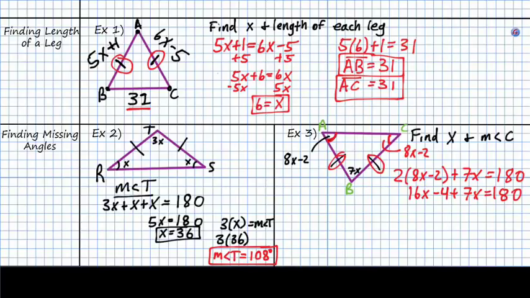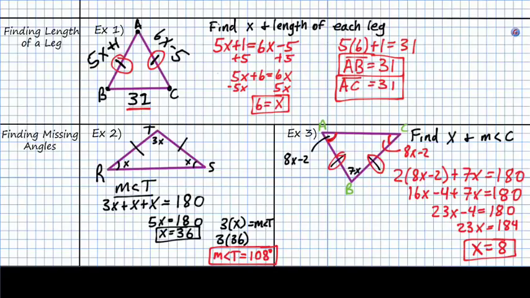We can combine our x terms, and we're going to get 23x minus 4 is equal to 180. And so then we have 23x is equal to 184. And then we go and divide, and x is equal to 8. Alright, and I'm done. Again, no, right?